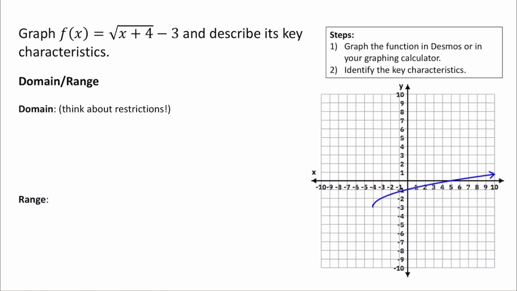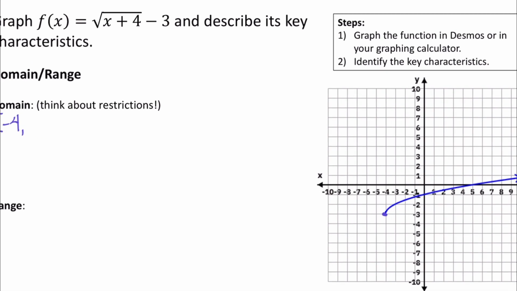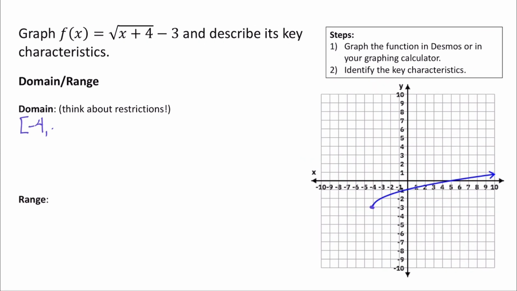So now that you have the graph of this function, let's go ahead and talk about its key characteristics. Let's start by talking about the domain and range. Well, we can see from the graph that the domain starts at x equals negative 4, and it goes to the right in the positive direction. So we would say negative 4 to positive infinity. We can write this as an inequality by saying negative 4 is less than or equal to x, which is less than infinity. We can also determine this algebraically.